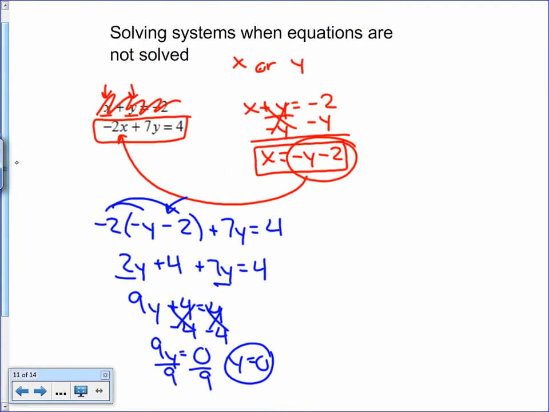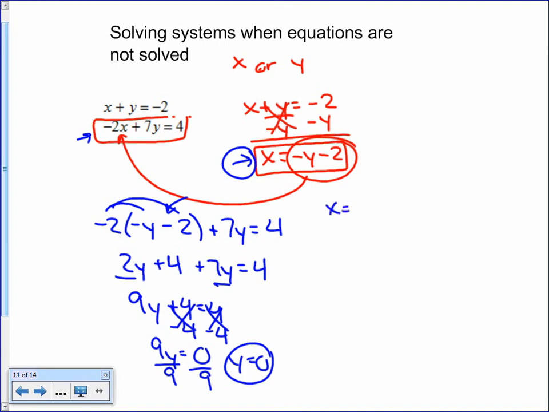So we have y solved. Now you can actually either use this equation, or even though I scribbled it out, you could use the original one here. Find one to plug it in. Again, use the easier one. Kind of looks like this one right here might be an easy one to use.